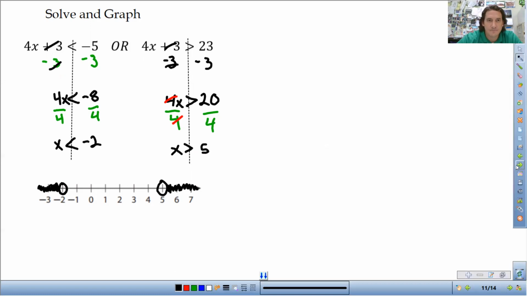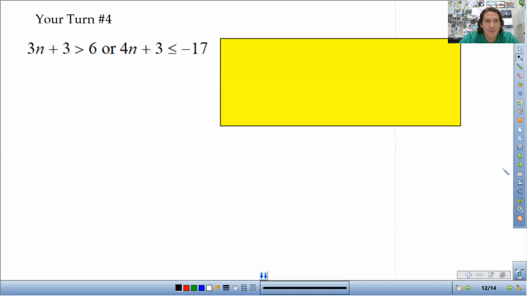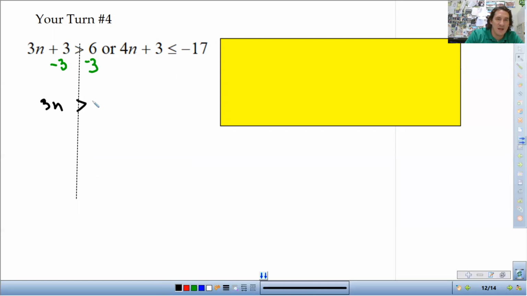All right. So give this one a try on your own, and then when you're done, check your answer. So I'm going to solve this one. First thing I'm going to do is subtract 3 from both sides. So I get 3n is greater than 3. Then divide both sides by 3. Do not need to flip any inequalities since I did not multiply or divide by a negative anywhere along the way. Now I'm going to solve this next inequality here.